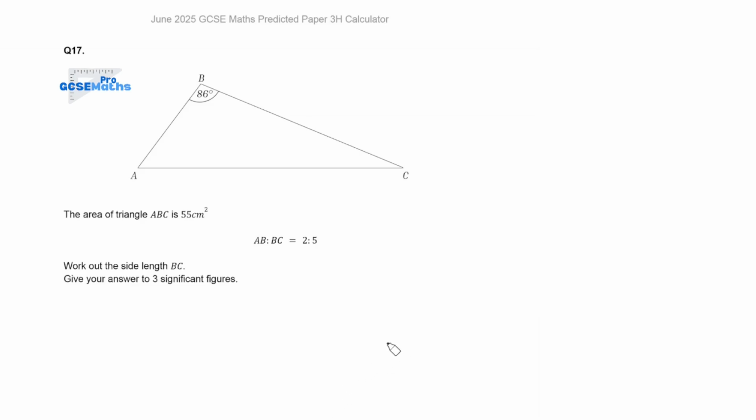Question 17. The area of triangle ABC is 55 centimeters squared. We've been told that AB to BC is 2 to 5. Work out the side length BC. So obviously the formula is the area of the triangle, but specifically the trigonometric version, because I don't have perpendicular height, I also don't have the base.